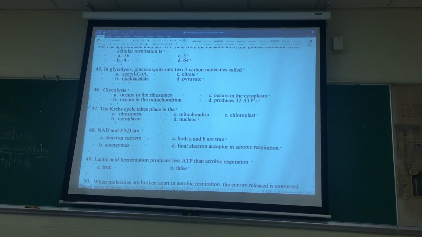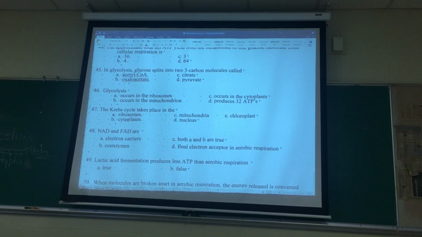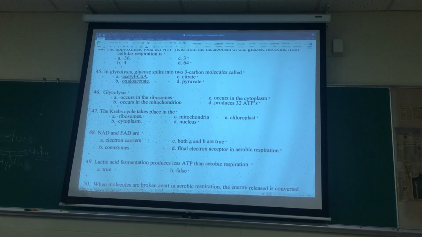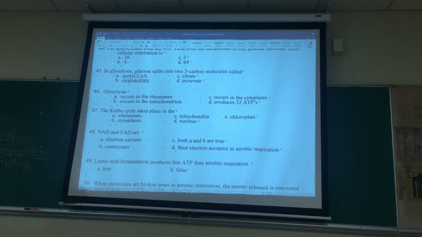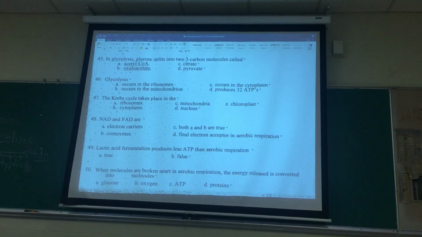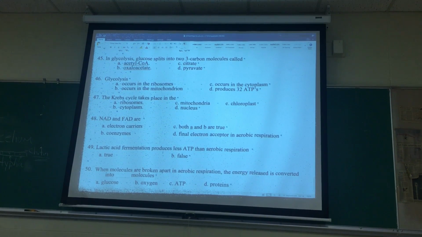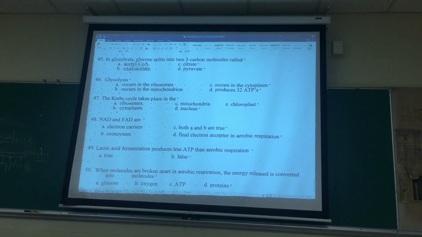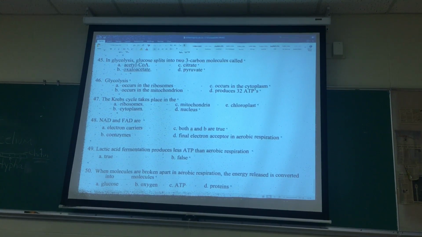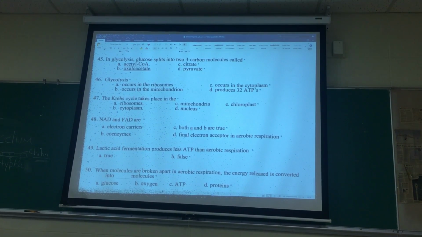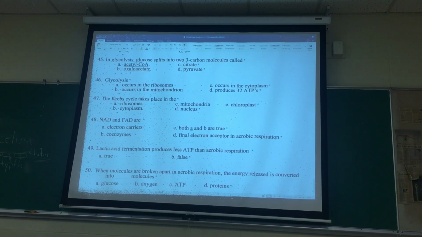NAD and FAD are coenzymes and they're electron carriers, so both. So the answer is D, both. Lactic acid fermentation produces less ATP. Yes, that is true. When molecules are broken down, the energy released is converted to ATP.